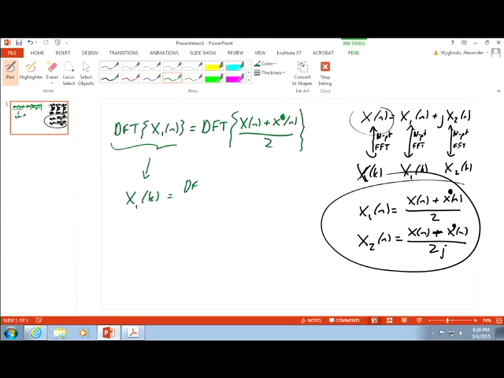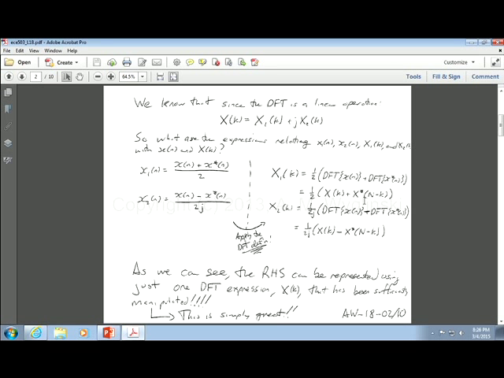And now we have the DFT of x of n plus the DFT of x complex conjugate n, divided by 2. We know that this guy is going to be x of k. And how about this guy? He's going to be some sort of x, right? If we look at the slides, he's going to be x conjugate of n minus k. That's one of the properties for the DFT.